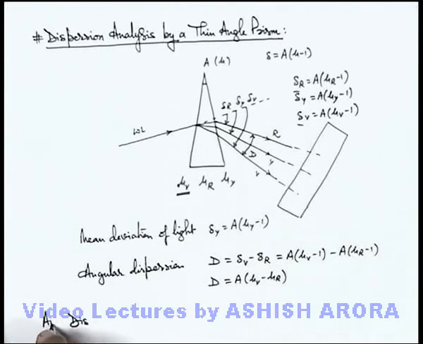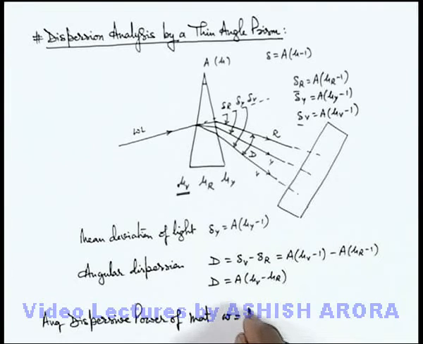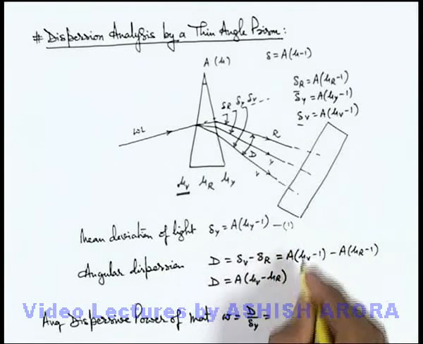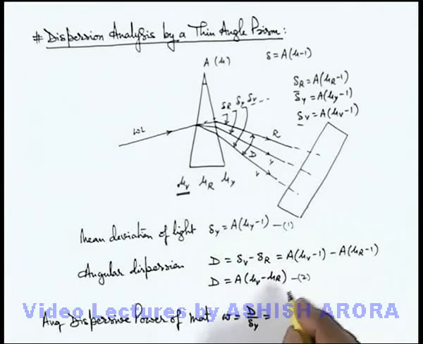Here the average dispersive power of the material can be given as omega. We can write it as d divided by delta y, as d is the angular dispersion and delta y is the mean deviation of light. So if we divide the two equations, 1 and 2, then the ratio of 2 by 1 will give us mu v minus mu r divided by mu y minus 1.